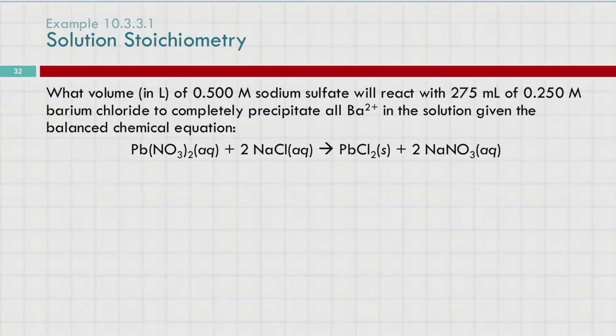So here's an example. What volume in liters of a 0.5 molar sodium sulfate solution will react with 275 milliliters of 0.25 molar barium chloride to completely precipitate all barium 2+ in the solution given the balanced chemical equation. Very nice to say that it's balanced. We could have figured out that it's balanced. We could have guessed. We've got coefficients. It's probably balanced.